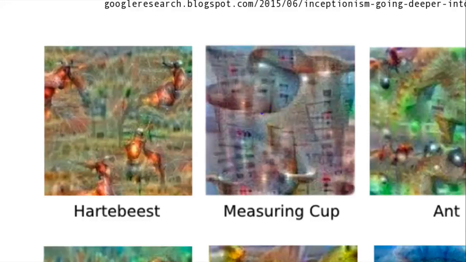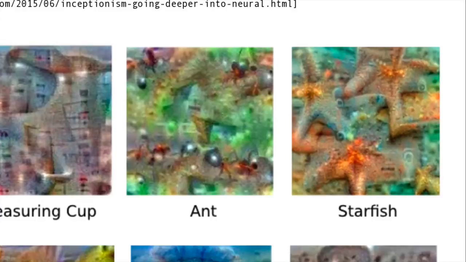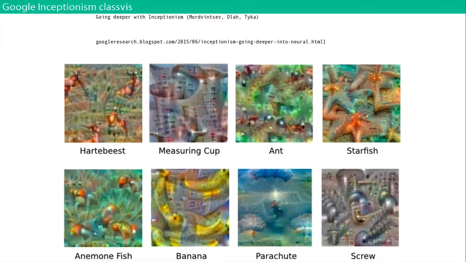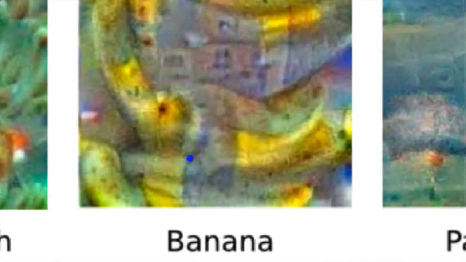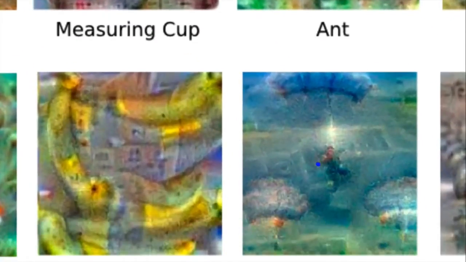And this would be measuring cup, or ants, or starfish. You see that they're really weird, but you see the features of starfish kind of coming through. You see the fins in the corners, and the ant heads are kind of visible here. This is bananas, right? You can see all the bananas stuff here. The parachute one, it looks like there's a person there, which is pretty neat because no, we don't tell the network that parachutes have people hanging off of them.